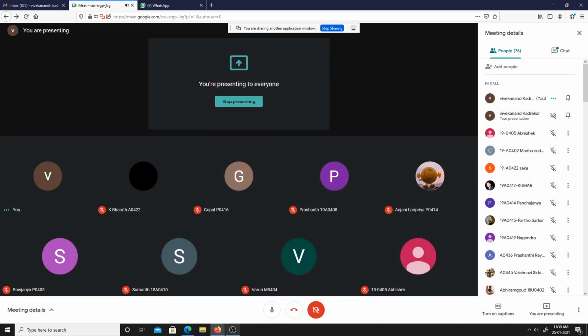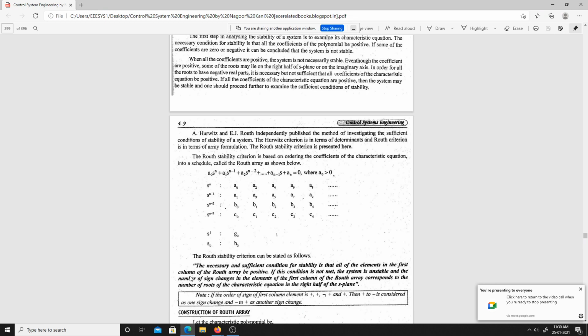So how are we going to construct the Routh array? Here the maximum power of s is s power n, so first of all I start with s power n. If n is even, the first row will take the even coefficients. If n is odd, the first row will take the odd number coefficients. Is it clear?